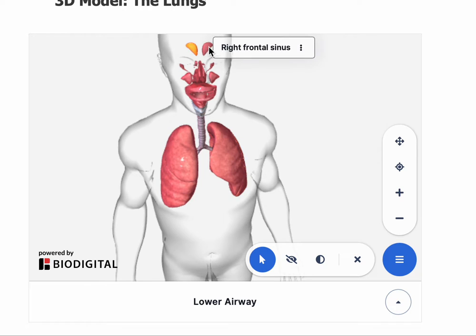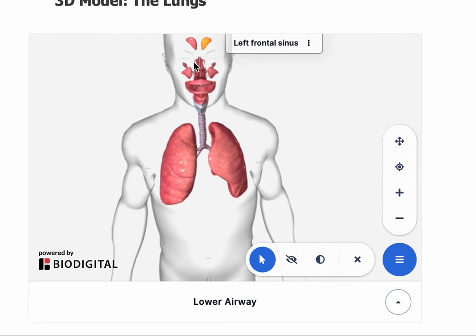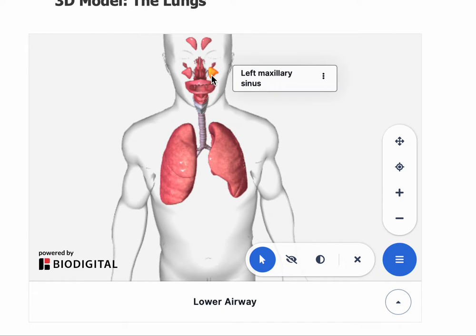Next, these are the right and left frontal sinuses. Sinuses are hollow cavities in your skull. There's also a right and left maxillary sinus here and here. These are normally what fills up and gets infected when you have a sinus infection. That's why you feel the pressure in the front of your face.